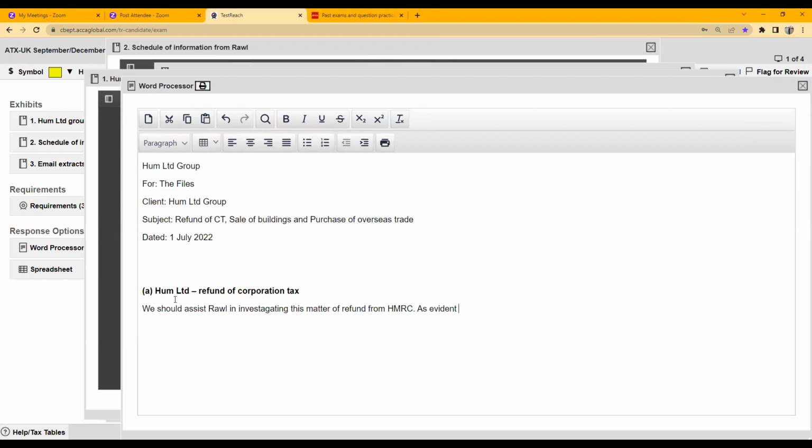As is evident from the scenario, this refund has been made mistakenly, so we should consider the following actions. What are the possible actions in this case? First of all, we shall start investigating why this refund has been made, and further, the client has highlighted that this refund was made due to some mistake by HMRC.